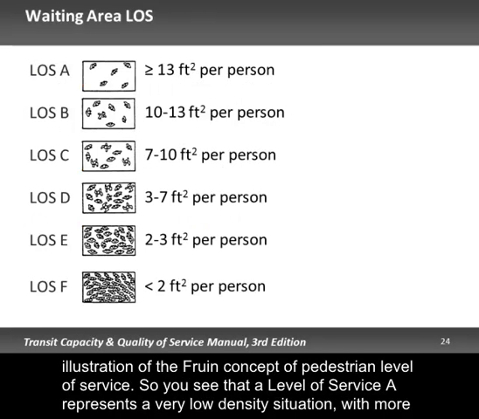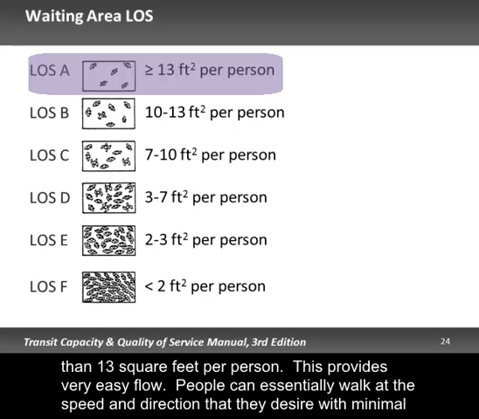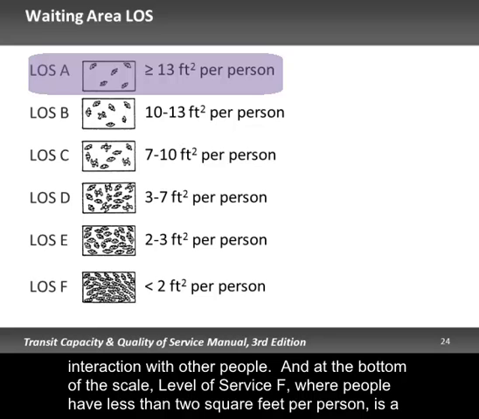And here's an illustration of the Fruin concept of pedestrian level of service. So you see that level of service A represents a very low density situation with more than 13 square feet per person. This provides very easy flow. People can essentially walk at the speed and direction that they desire with minimal interaction with other people.